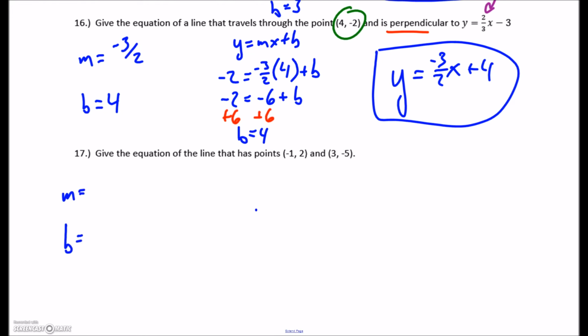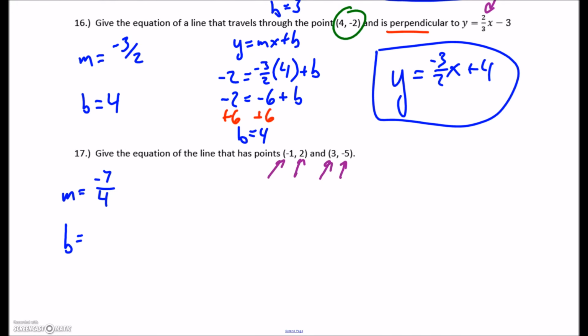This time I'm given 2 points, so to find the slope, I'm going to do change in y over change in x. I look at the y values. y was a 2, now it's a -5. y has gone down 7 units, so I put down a -7. My x value was a -1, now it's a +3. It's gone up 4 units, so I put down a +4.